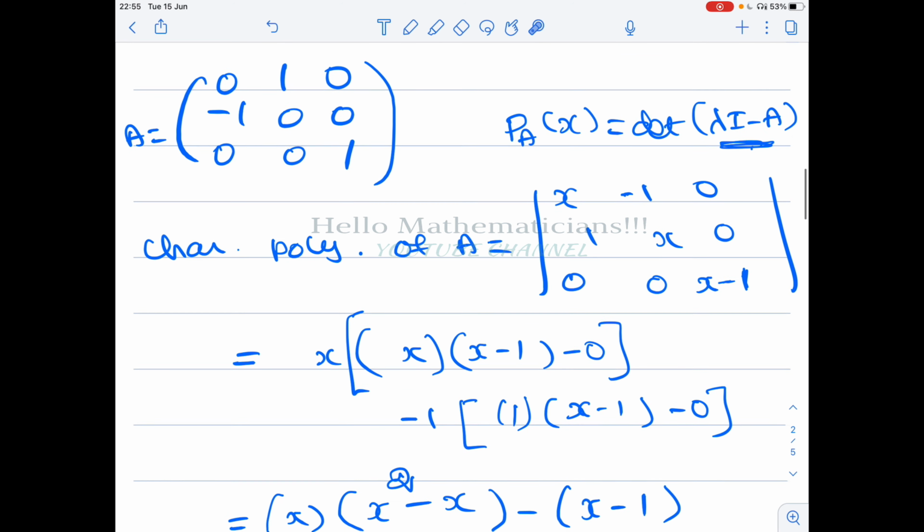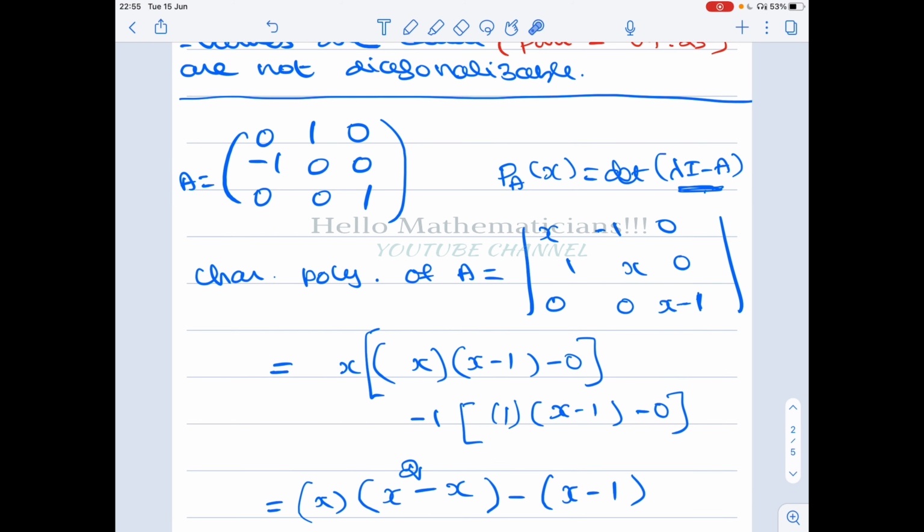Usually the matrices are chosen in the CSIR exam in such a way that you can easily calculate the characteristic polynomial. So what is a characteristic polynomial? You have to calculate the determinant of lambda I minus A, or determinant of xI minus A. Basically, you take a diagonal matrix with all diagonal entries x, and then you subtract A from that matrix, so you get this matrix. The determinant of this matrix will be the characteristic polynomial.